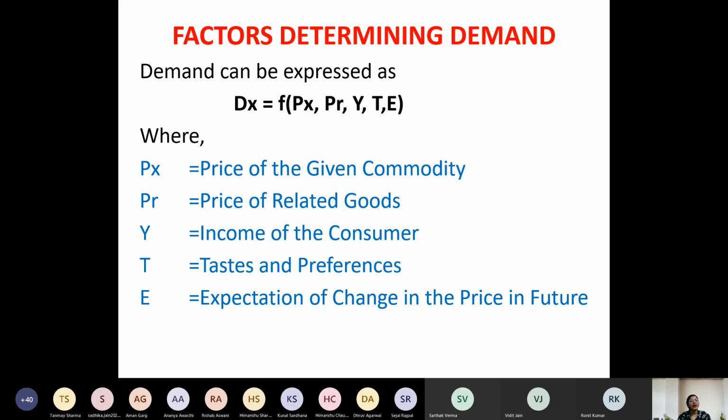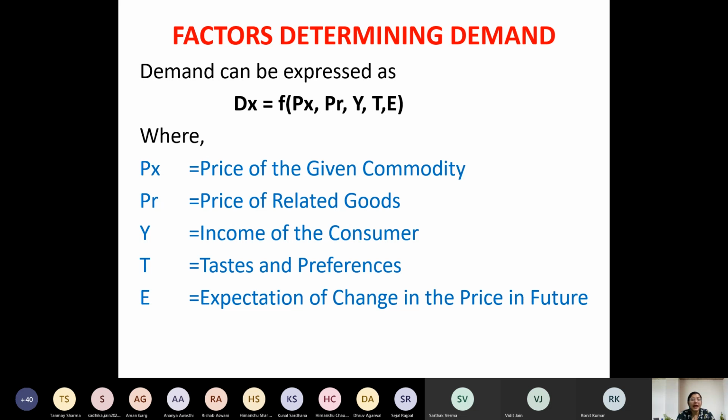Okay, substitute good and complementary good. Then income of the consumer, right? If my salary increases, if I got some promotion and my salary increases, now maybe where I was supposed to buy an Acer laptop, now because my salary has increased to 40,000, right?